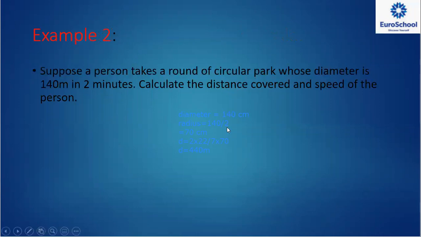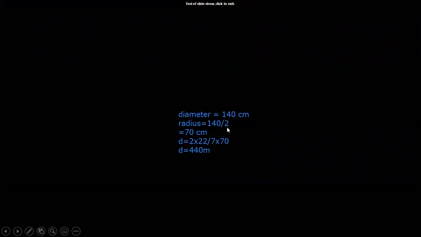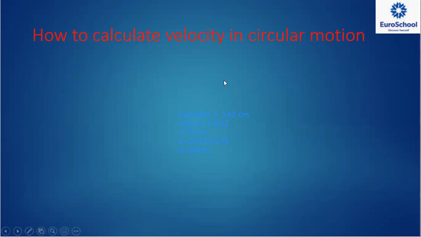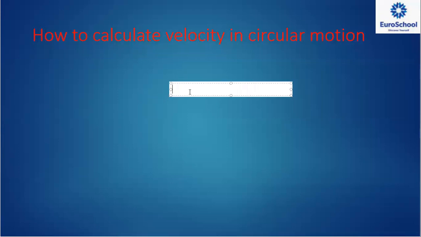Now, how do you calculate velocity? How do you calculate velocity in circular motion? Now let's see how to calculate velocity in circular motion. Yes, as you all know, velocity is equal to distance or displacement by time. So I'll just be taking d by t. As you already know, distance is equal to 2 pi r.